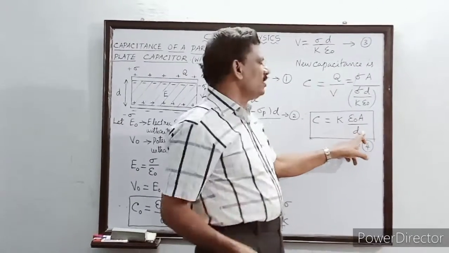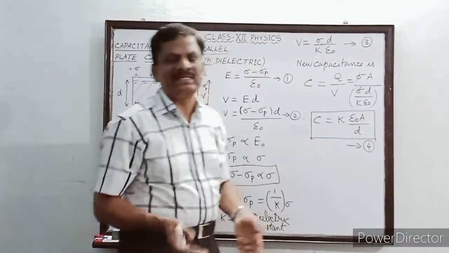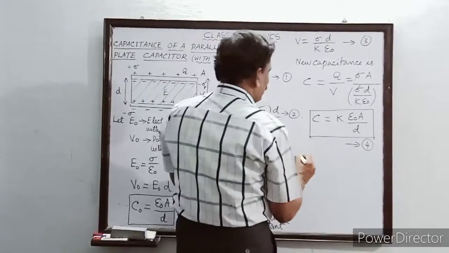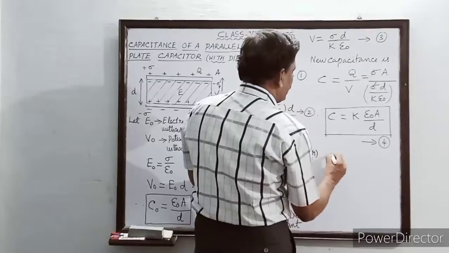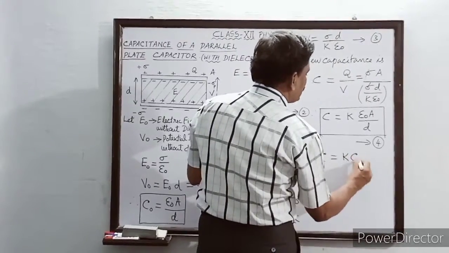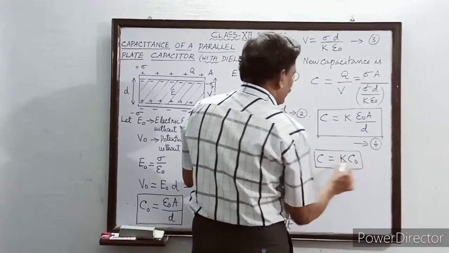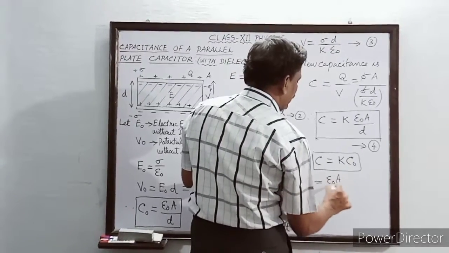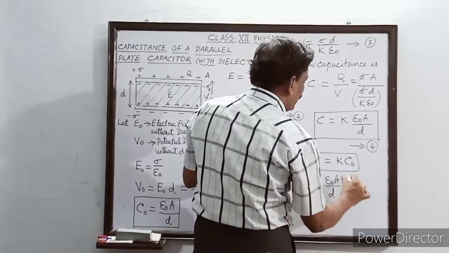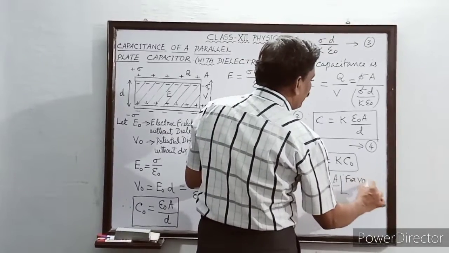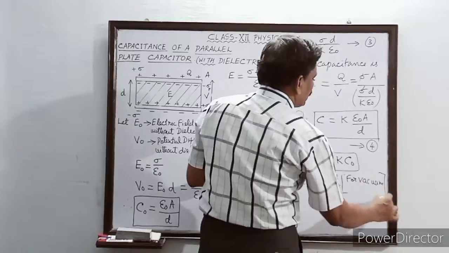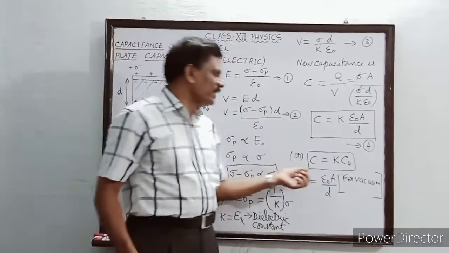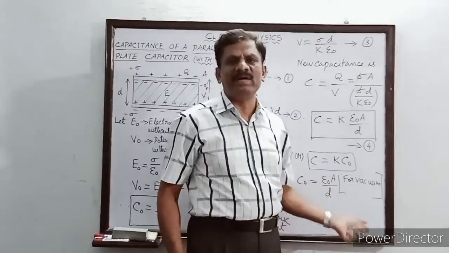But epsilon naught A by D is also equal to the capacitance of the capacitor without dielectric, is it not? So we can also write this as C is equal to K times C naught, where C naught is equal to epsilon naught A divided by D for vacuum. Understand? That is, when vacuum was filled between the two plates in the earlier derivation, we derived that C naught is equal to epsilon naught A by D.